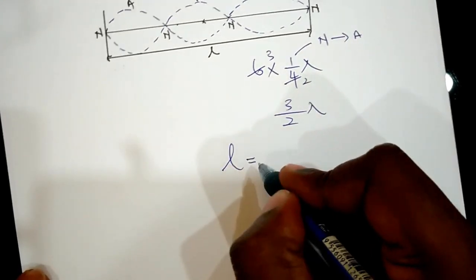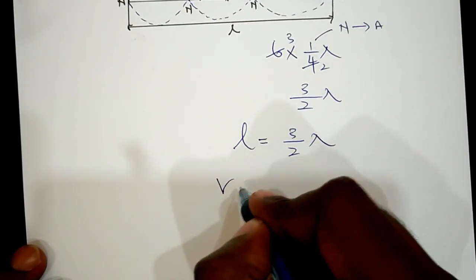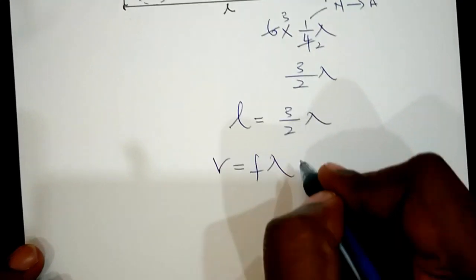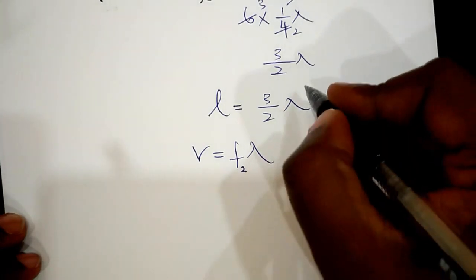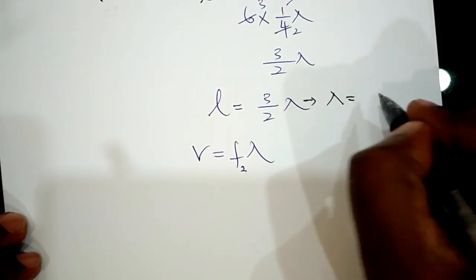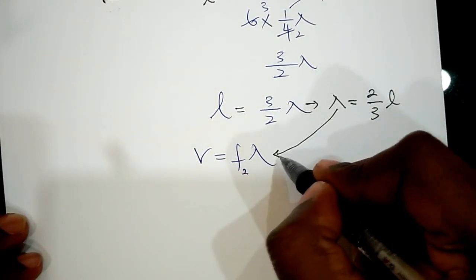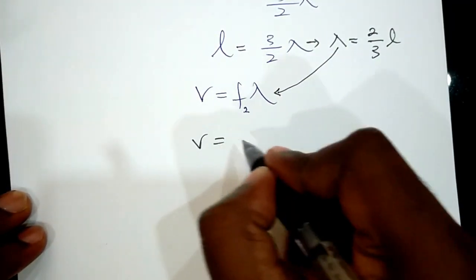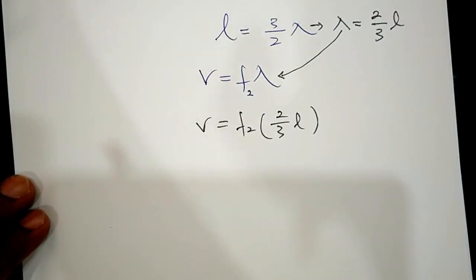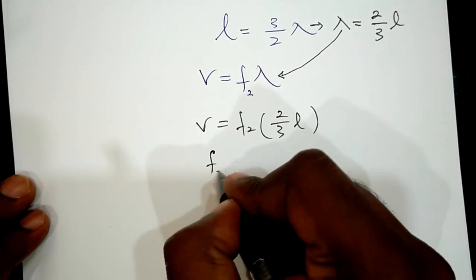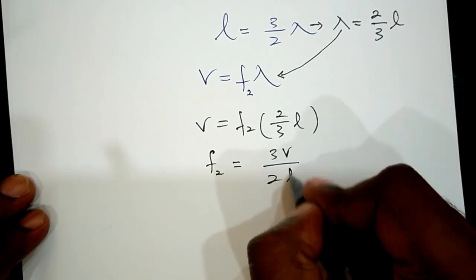So L equals 3 over 2 lambda. From the speed of wave propagation for the second overtone, here lambda equals 2L over 3. So we can substitute the lambda in this equation: V equals F2 times 2L over 3. So the second overtone frequency equals 3V over 2L.